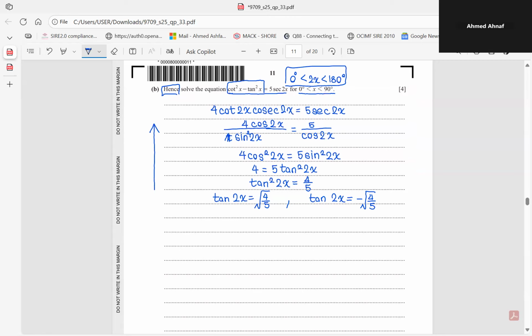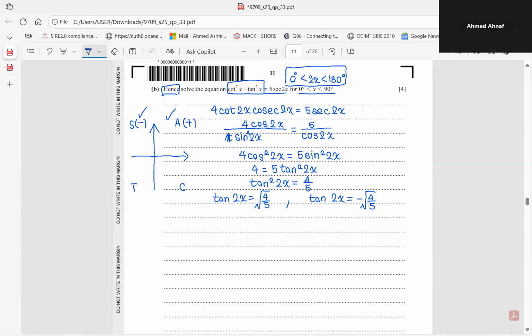So let's draw a unit circle. Okay, so this is A, that means all the ratios are positive. This is S, only sine is positive, T, only tangent is positive, and C, only cosine is positive. So here, tangent is positive, while here tangent isn't positive. And our range, which is between 0 and 180 degrees, only covers these first two quadrants, okay? So yeah, our tangent 2x can be both positive and negative.